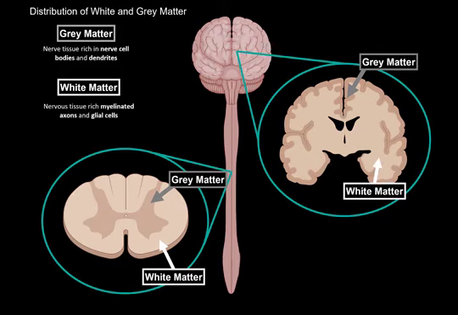Everywhere else is going to be white matter. So gray matter, cell bodies and dendrites, white matter, myelinated axons. Cool. Now, here is something you'll see a lot when you study the central nervous system anatomy.